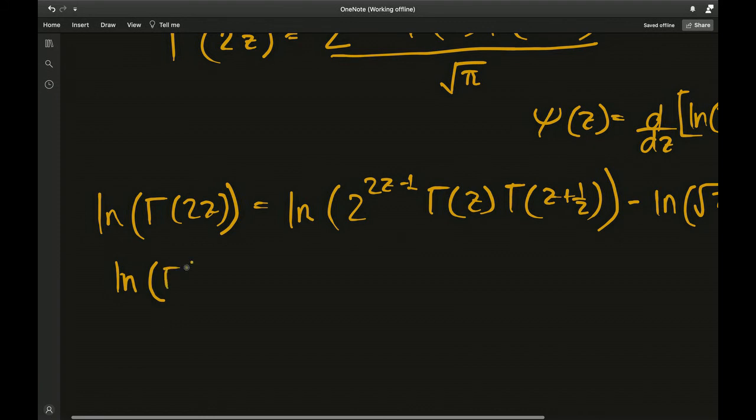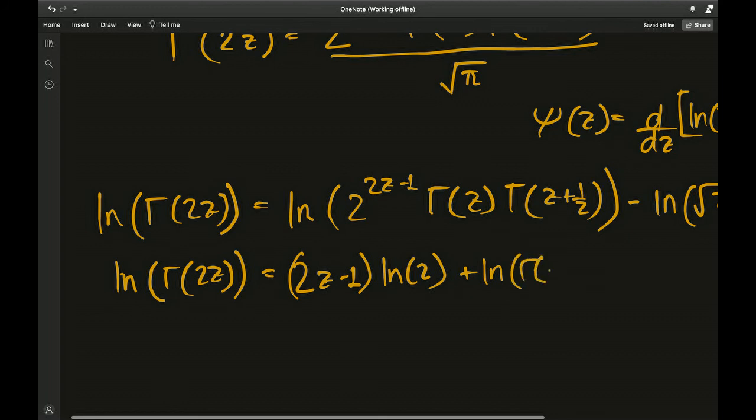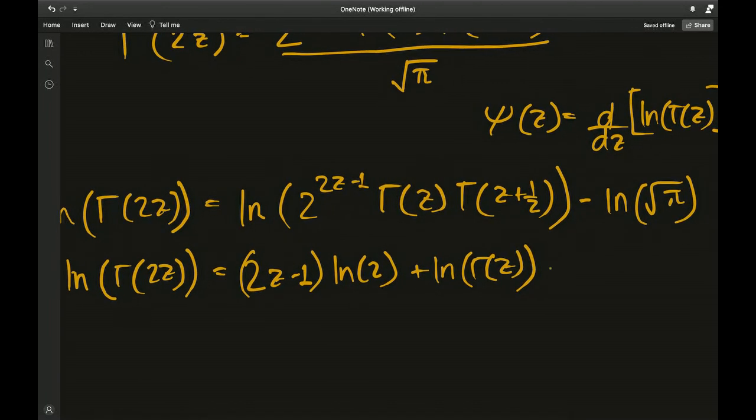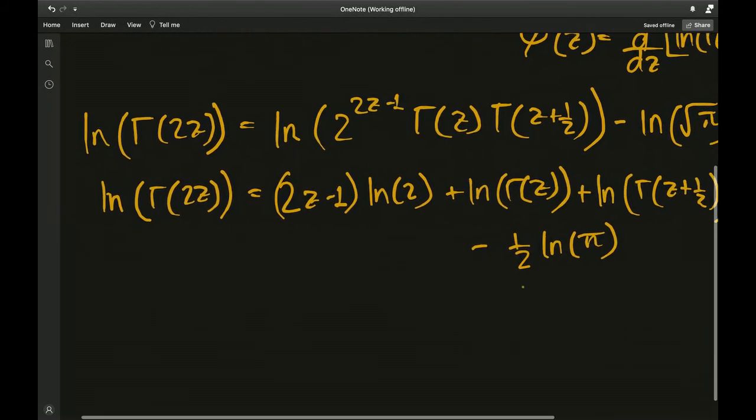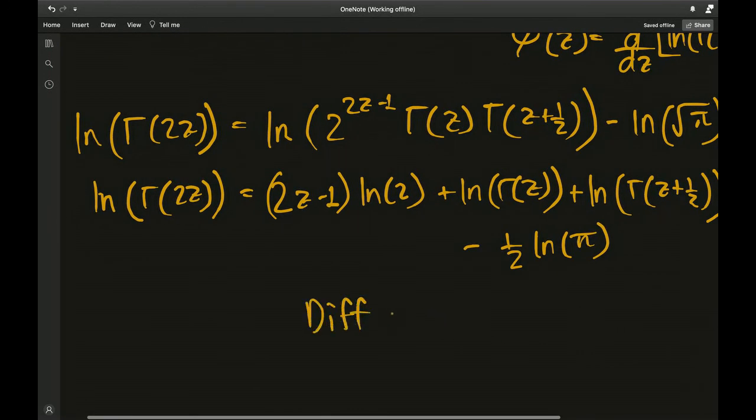The thing is, we can again break the product down using properties of the natural log, so we can bring the power down also: 2z minus 1 natural log of 2, plus, then we can break the product into addition, natural log of gamma of z plus natural log of gamma of z plus 1 half, minus, then we can bring the square root to make a half, natural log of pi. Now differentiate both sides with respect to z, the argument variable.